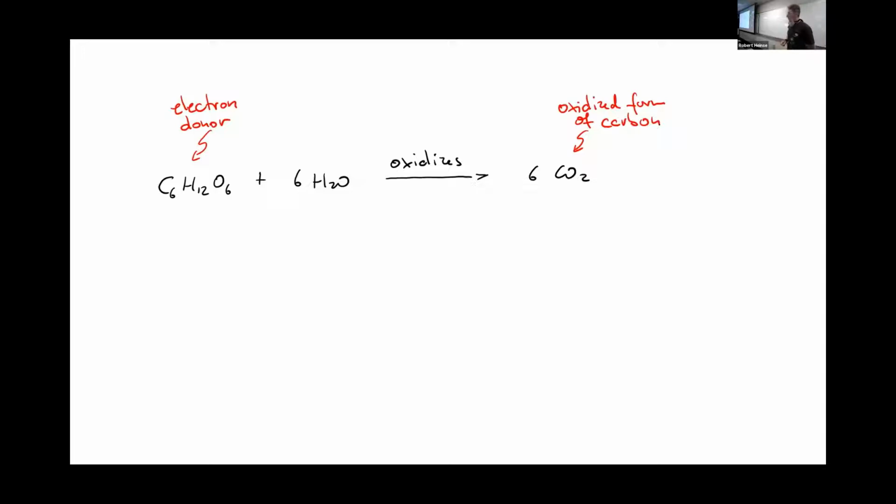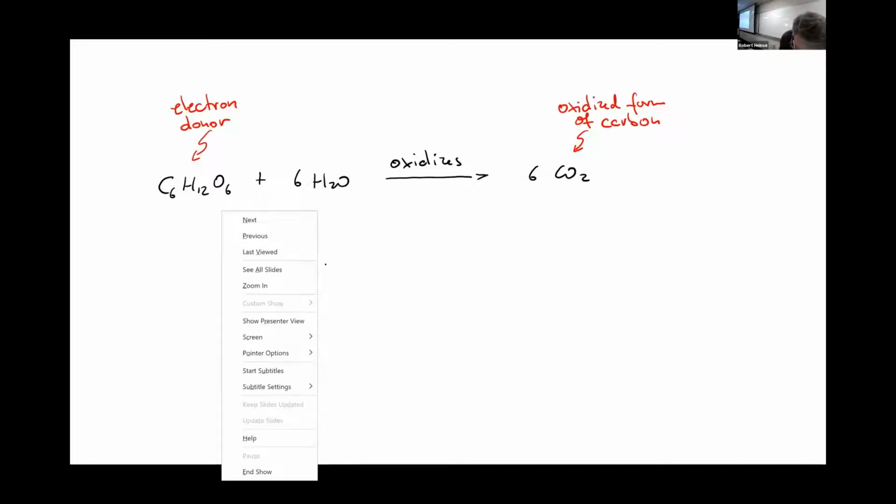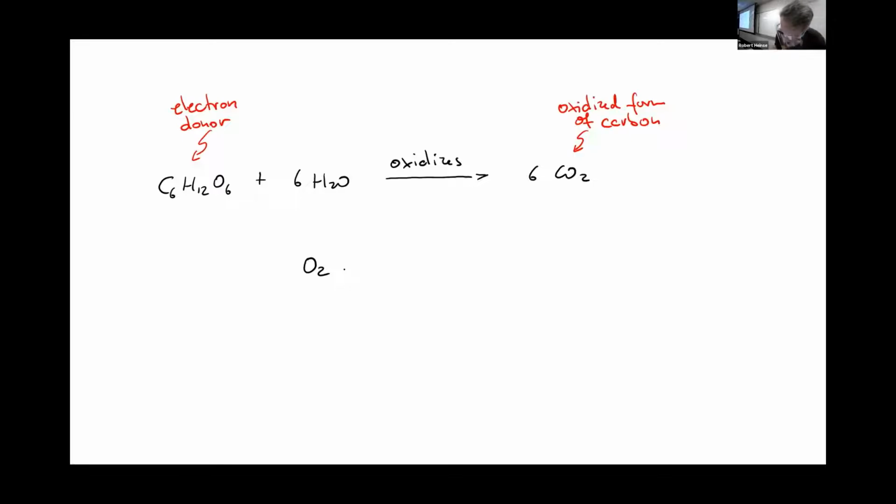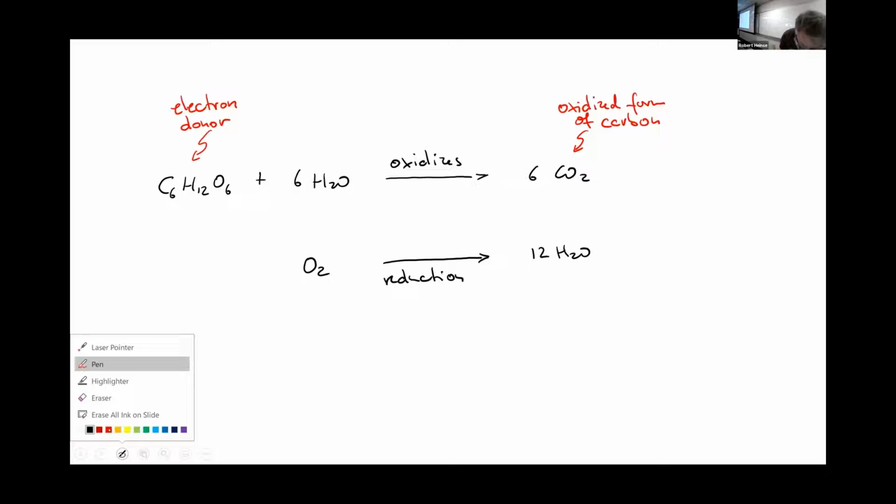Okay. So where do the electrons have to go to actually free up the energy? Well, they need to have somewhere to be accepted. And the thing that works as the electron acceptor is the oxygen, O2. And our oxygen will be reduced, so here's the reduction, to water, to our 12 H2O. Okay. So the electrons are moving from the electron donor to the electron acceptor.